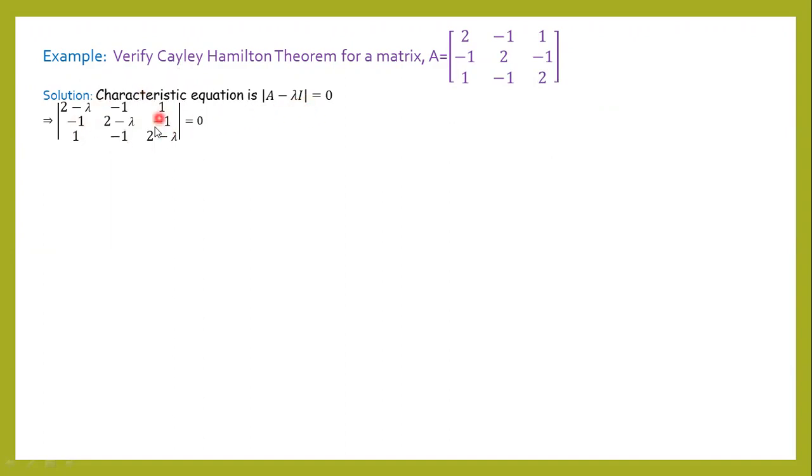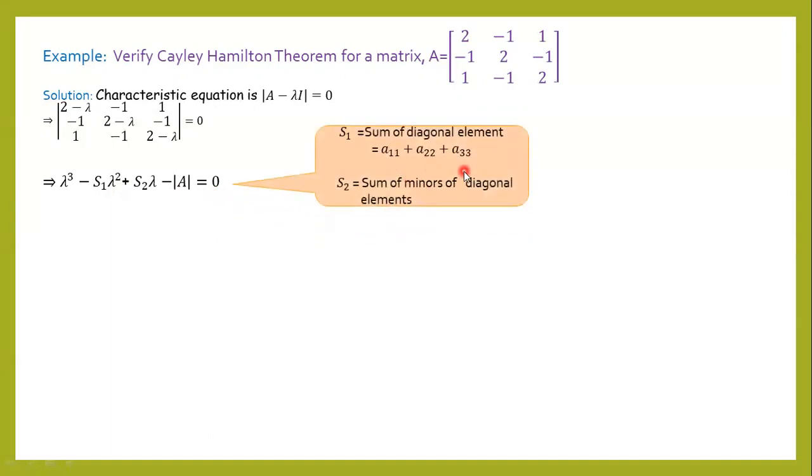But instead of solving this determinant, we'll use this equation: lambda cube minus S1 lambda square plus S2 lambda minus determinant of A equal to 0. Now let's find the values of S1, S2 and determinant, where this S1 is the sum of all diagonal elements. If you go through this matrix, you can see the diagonal elements are 2, 2, 2. If you add them, you will get 6. So S1 is 6.